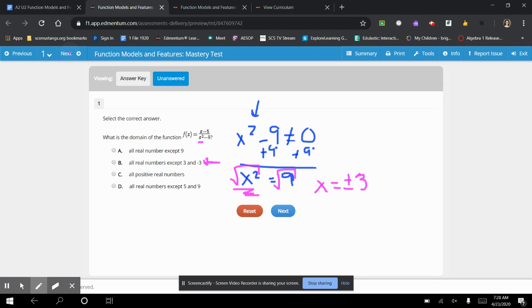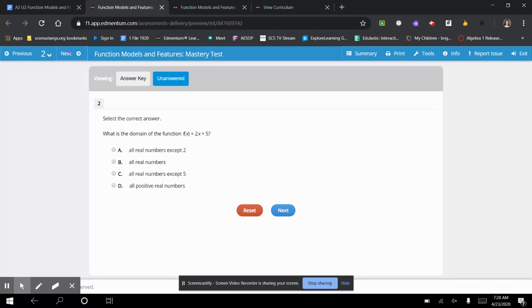All right, looking at the next one. What is the domain of the function f of x is equal to 2x plus 5? Again, make a decision of what type of function this is using the chart that I've given you, and then use the chart to figure out which one of those it's going to be.